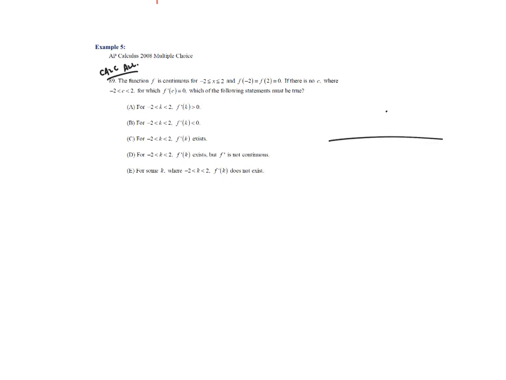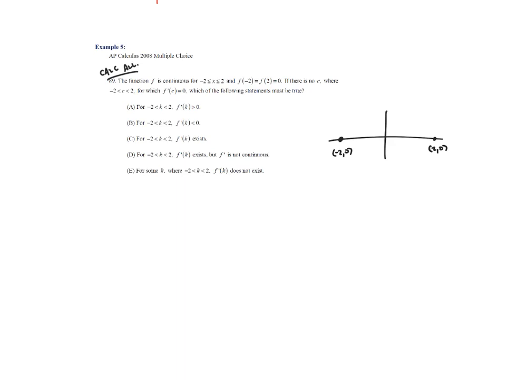Okay, so let's sketch. So the function is continuous. It doesn't say anything about being differentiable. But it does say that f of -2 is 0, and f of +2 is 0. It says there is no c value between -2 and 2 for which the derivative is 0. That means the slope of the curve never equals 0 anywhere. Which of the following must be true?